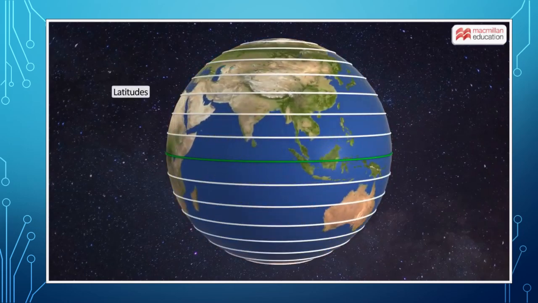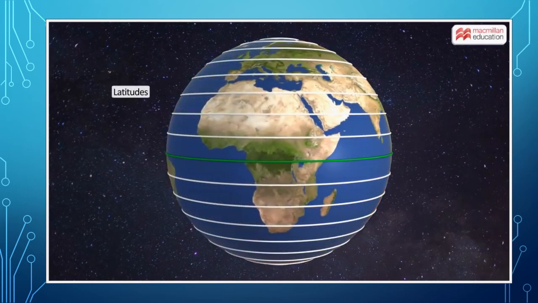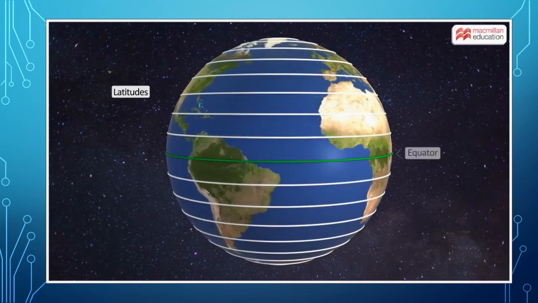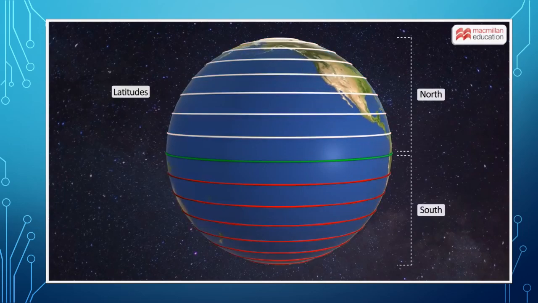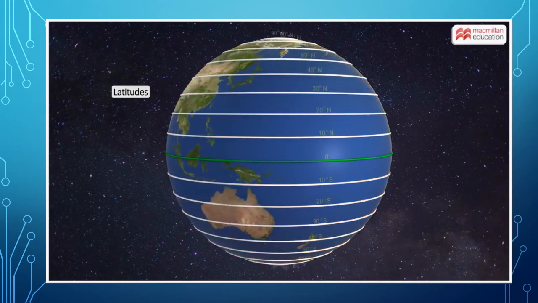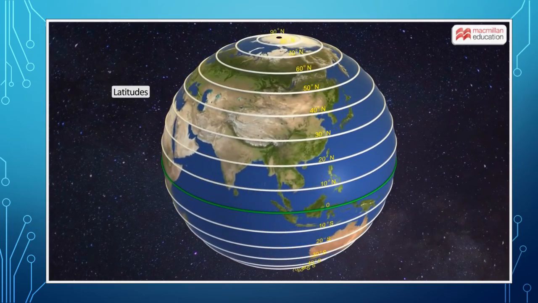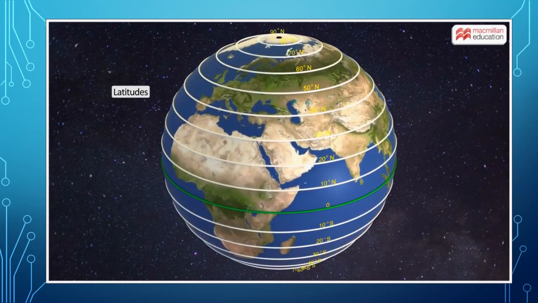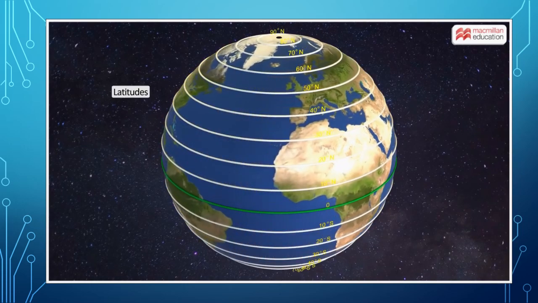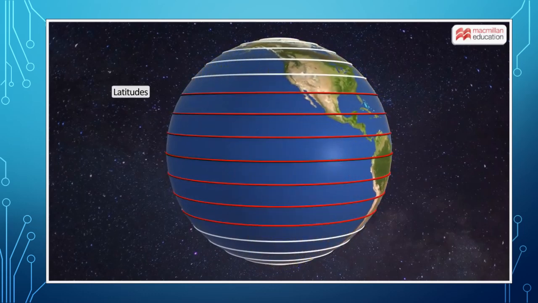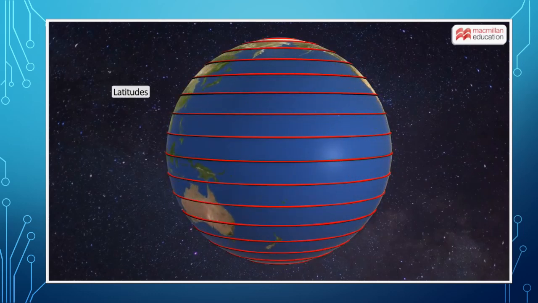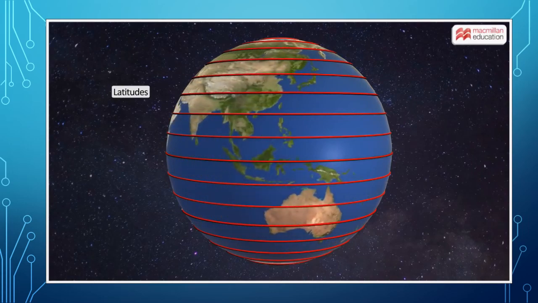Latitudes or parallels are imaginary lines drawn parallel to the equator towards both the north and south directions. They are measured from 0 degrees to 90 degrees in both hemispheres. The earth is round, and so the length of the latitudes decreases as we move towards the poles.